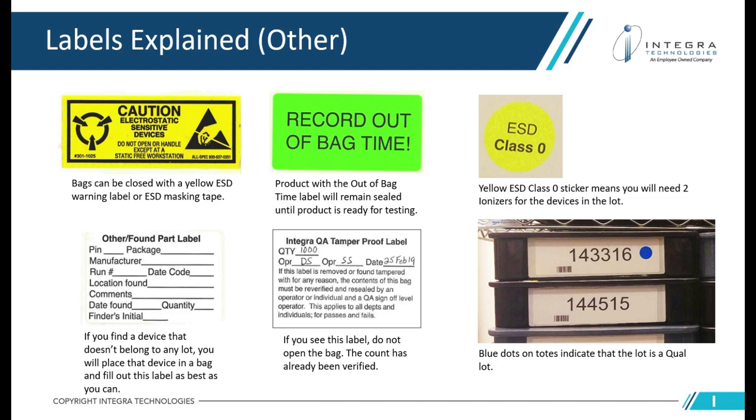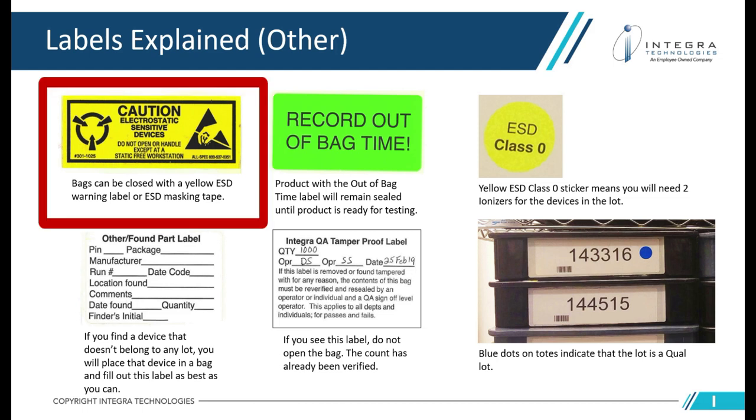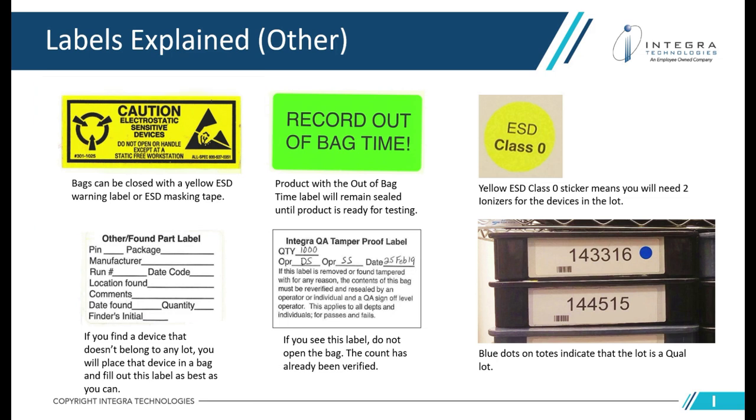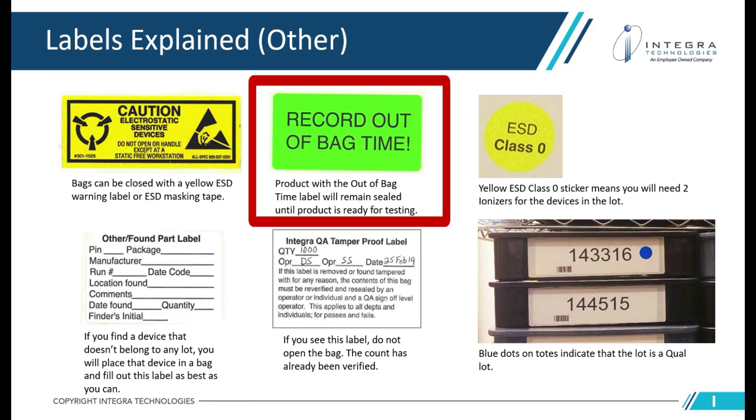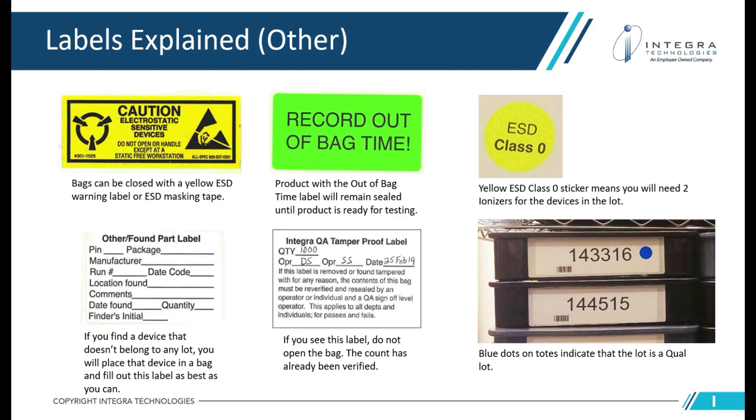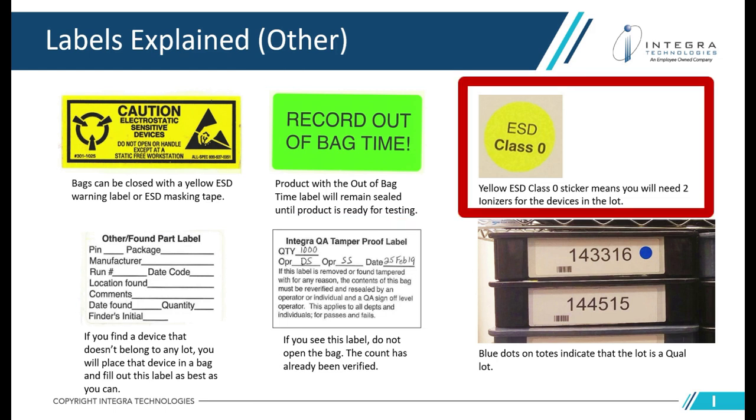The first label is the Electrostatic Sensitive Devices label. These yellow labels are typically used to label ESD safe bags for the customer prior to shipping. The next label is the Record Out of Bag Time. This is a green label and it is telling us that this product will remain sealed until the product is ready for testing.